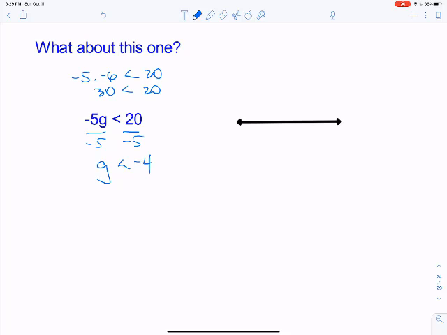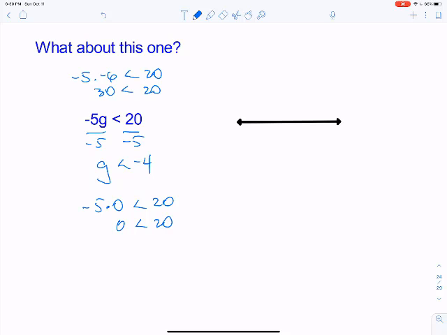What if I chose a number on the other side of negative 4? What if I chose one that was greater than negative 4? What if I chose 0? If I did that, negative 5 times 0, is that less than 20? Well, negative 5 times 0 is 0. Is that less than 20? Yes, it is. That's kind of interesting.